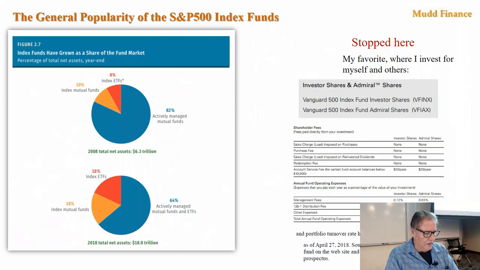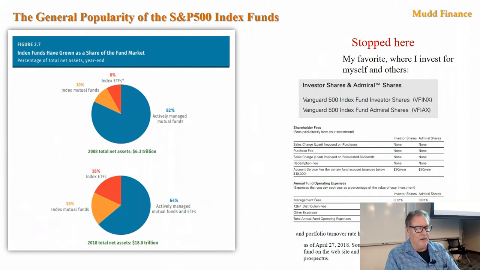And in 2008, when we took a look at total assets, 82% of mutual fund investments were in actively managed mutual funds. And here we are in 2018, 10 years later, for the complete year, where only 64% are in actively managed funds. And index funds have picked up all that growth from 8 to 18%.